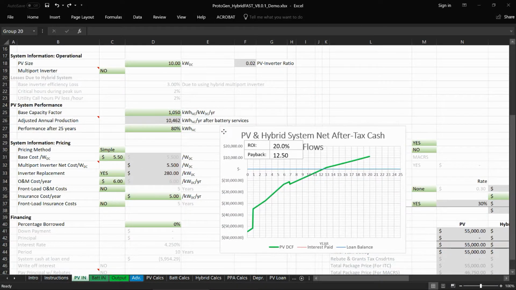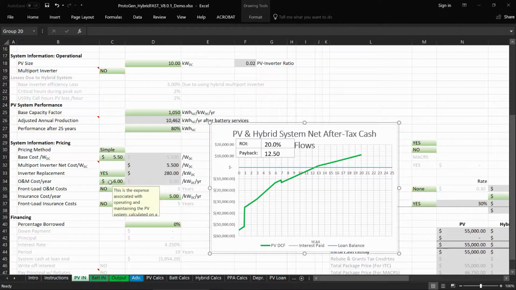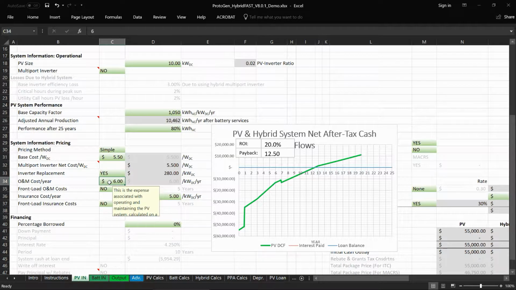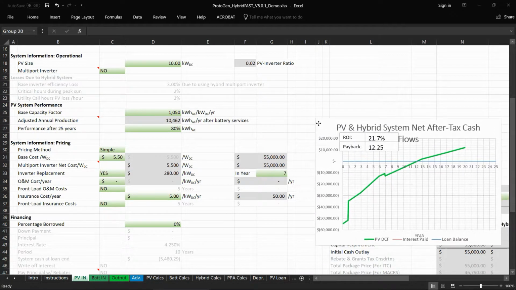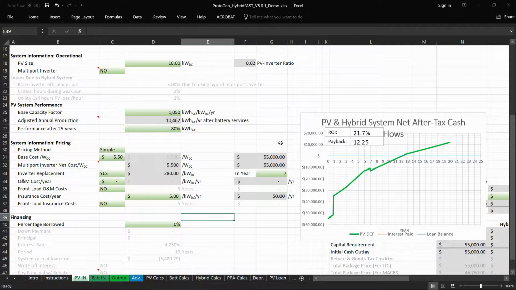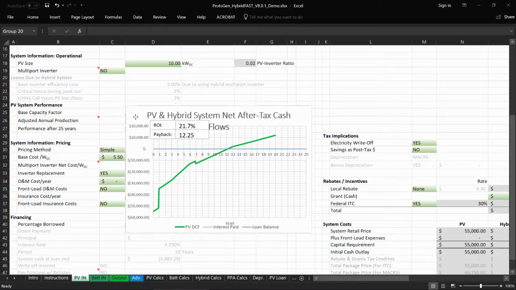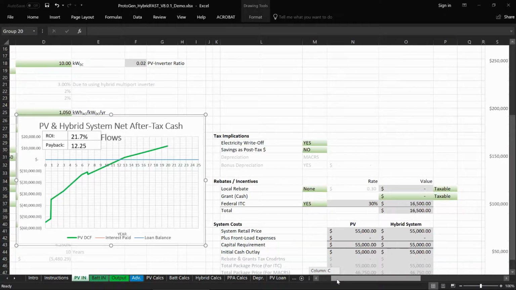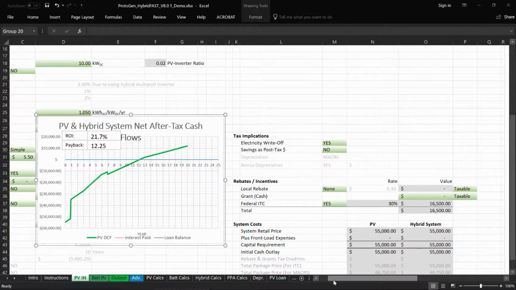Bring this back. We'll get rid of O&M because many of these systems were sold maintenance free. The rain does all the cleaning you'll need. So we get rid of that. Insurance we're going to leave in. It's a pretty minimal cost here. $50 a year, just add it on to your homeowner's insurance policy. That's probably pretty reasonable. So we'll go over here now to tax implications and rebates and incentives.